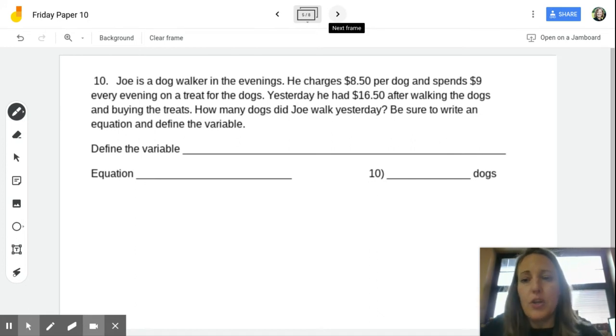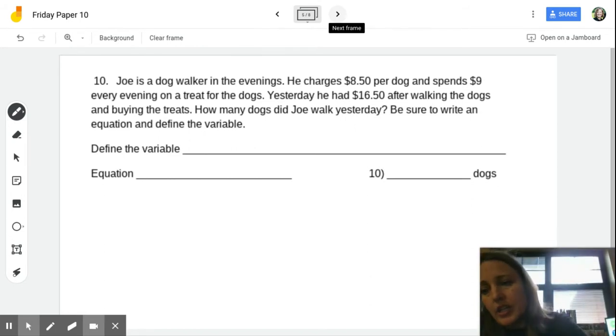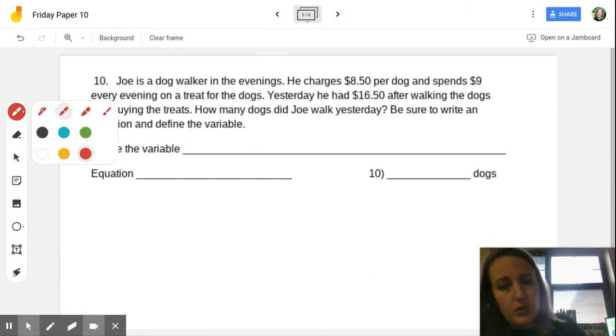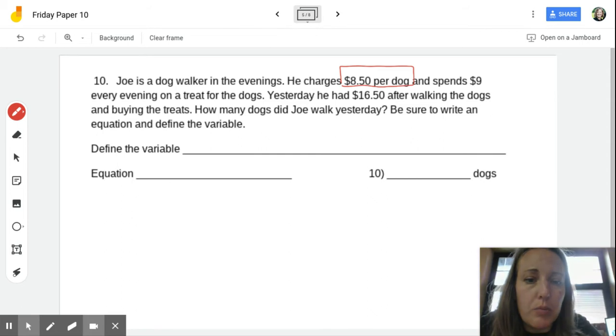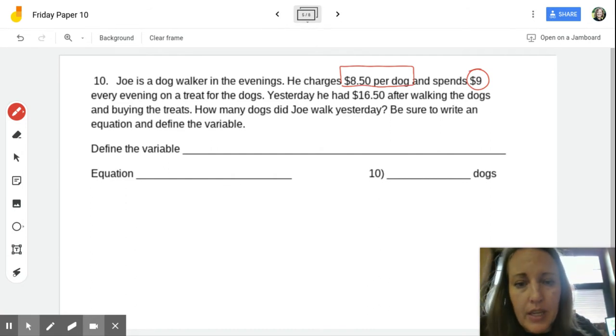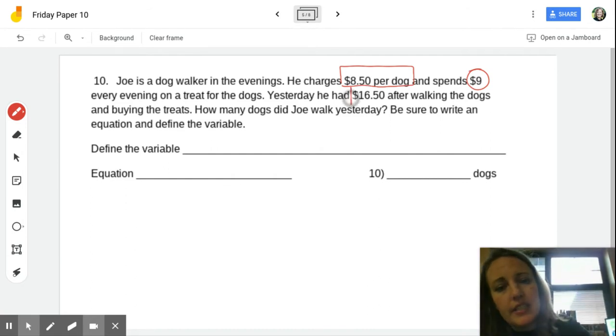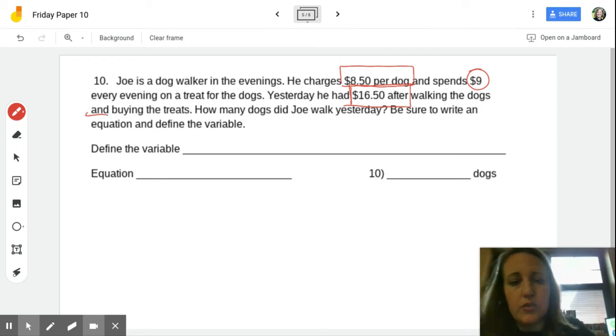Number 10. Joe is a dog walker in the evenings. He charges $8.50 per dog. I'm going to underline some things that are important to me, maybe I'll put a box around it, in this word problem. And he spends $9 every evening on a treat. Yesterday, he had $16.50. I'll just say that. After walking the dogs and buying the treats.